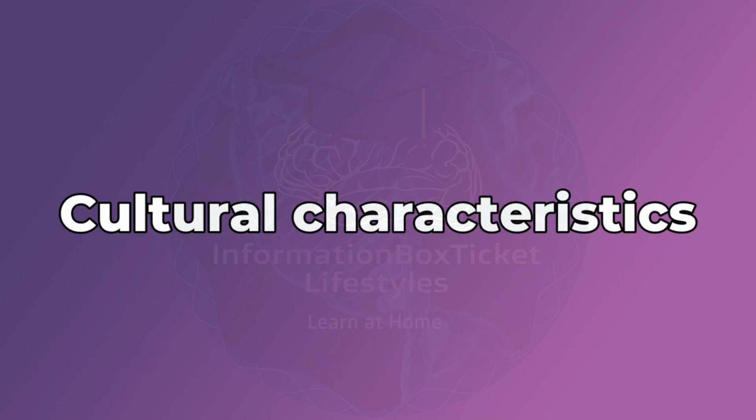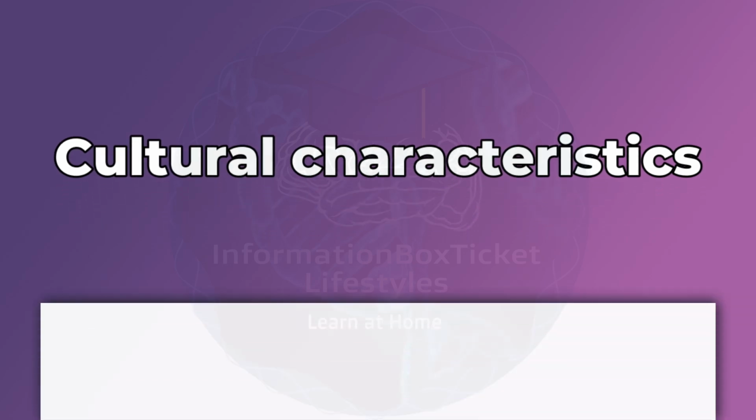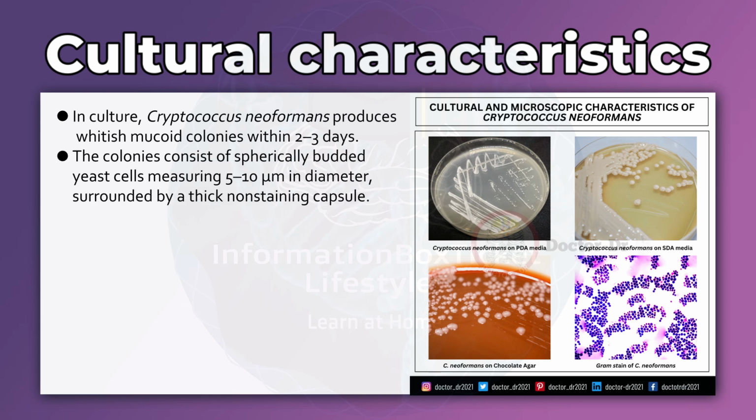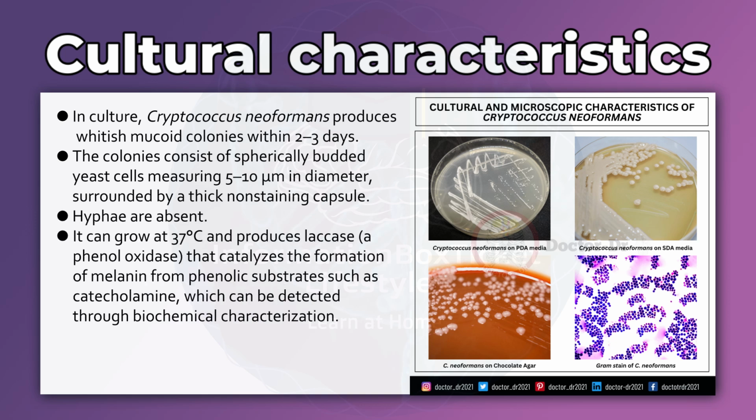Cultural characteristics of Cryptococcus neoformans. In culture, Cryptococcus neoformans produces whitish mucoid colonies within 2 to 3 days. The colonies consist of spherically budded yeast cells measuring 5 to 10 micrometers in diameter, surrounded by a thick, non-staining capsule. Hyphae are absent. It can grow at 37 degrees Celsius and produces laccase, a phenol oxidase, that catalyzes the formation of melanin from phenolic substrates, such as catecholamine, which can be detected through biochemical characterization.